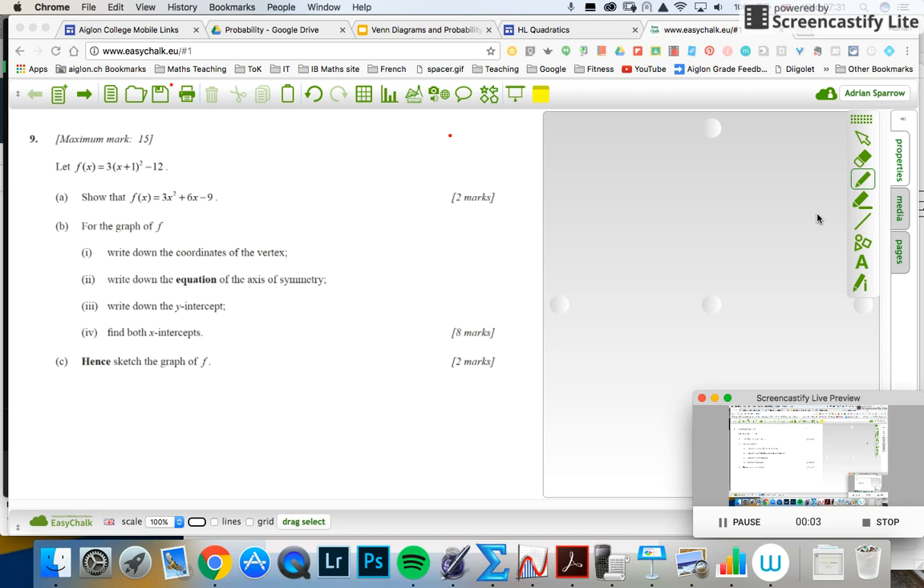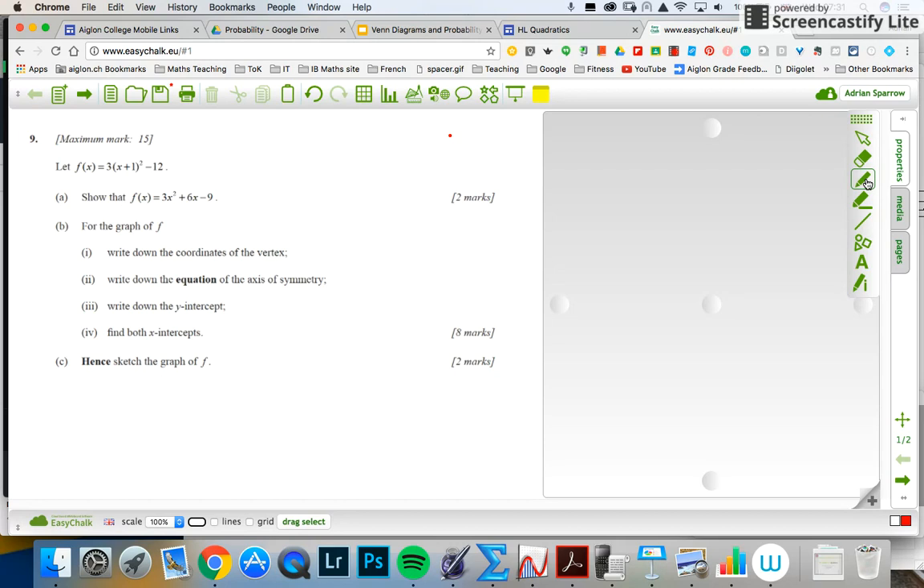In this question we have a quadratic equation here, and it's already in the completed square form. There you go. And first question, we've got to show that we can get that. Now I've done this one for you.